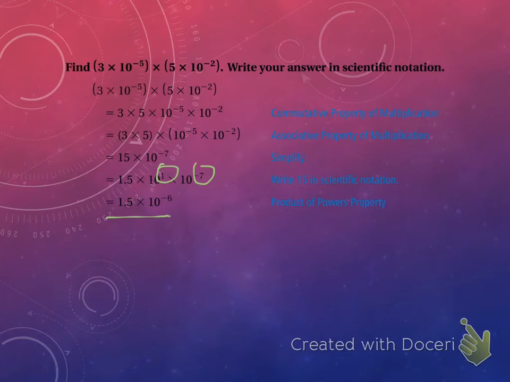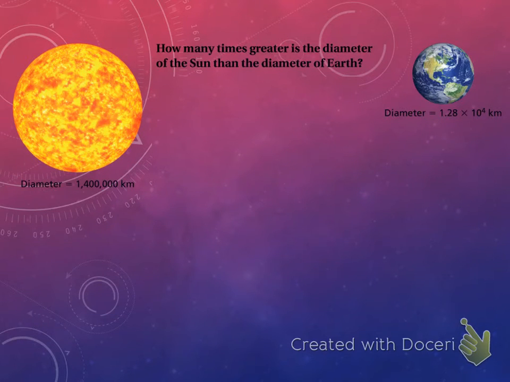So how can we use this? Well, when you're talking about things in space and everything, the distances are in far greater numbers than we can really comprehend and deal with. So that's why we use scientific notation. But how many times greater is the diameter of the sun than the diameter of the earth?